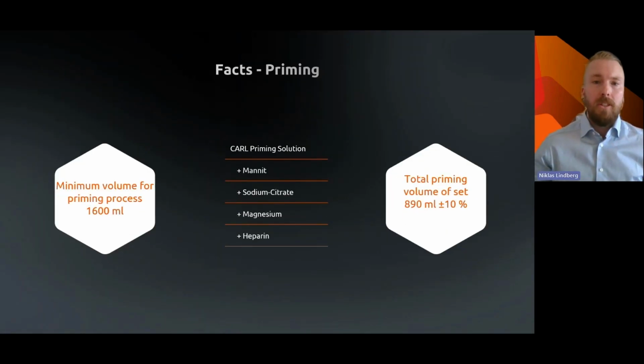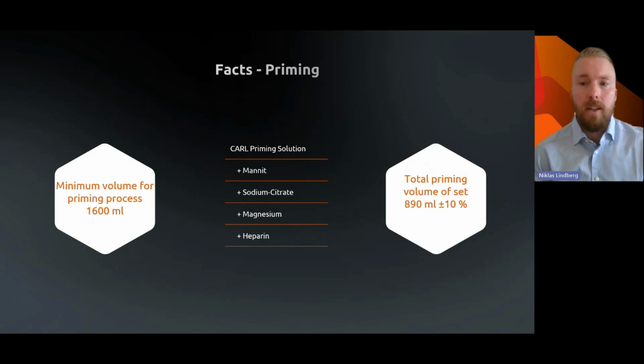The priming solution itself contains mannitol, sodium citrate, and magnesium. We have a total priming volume of the set of 890, but for the priming procedure, we recommend having 1600 milliliters of solution in there. Heparin is always recommended, and the normal ACT level is similar to ECMO, so recommended is 180 to 220 according to the ELSA protocol.